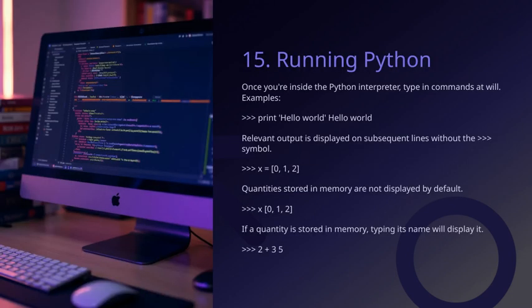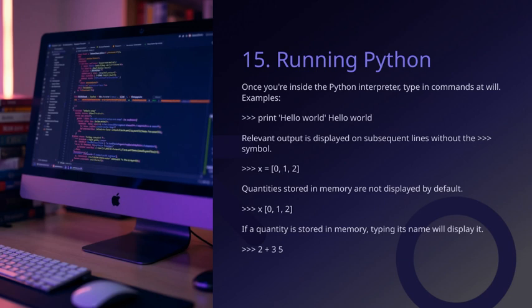Now that we've explored how to run Python, let's talk about what happens once you're inside the Python interpreter. You can type in commands at will, just like having a conversation with Python itself. For example, if I type print hello world, you'll see hello world appear on the next line. Notice that the output shows up without the prompt symbol. When you assign values to variables, like x equals [0, 1, 2], those quantities are stored in memory. However, by default, Python doesn't display the stored value immediately.